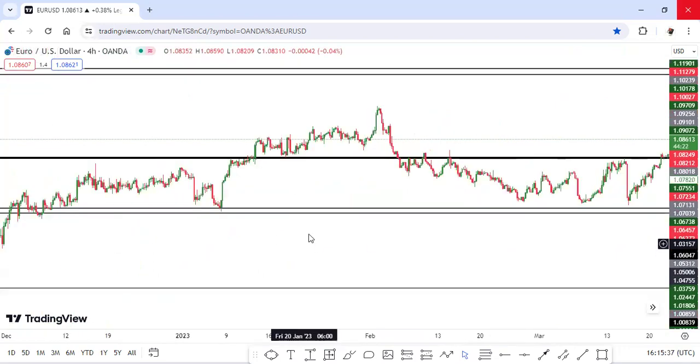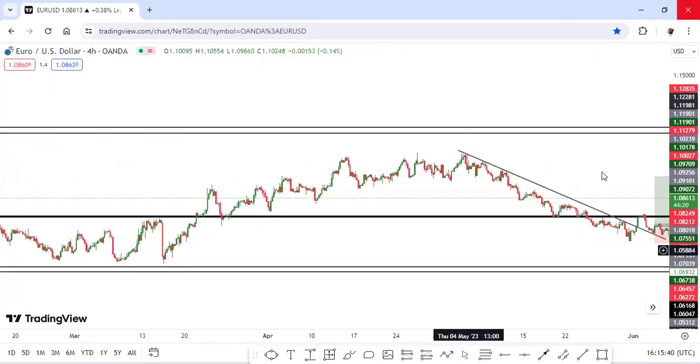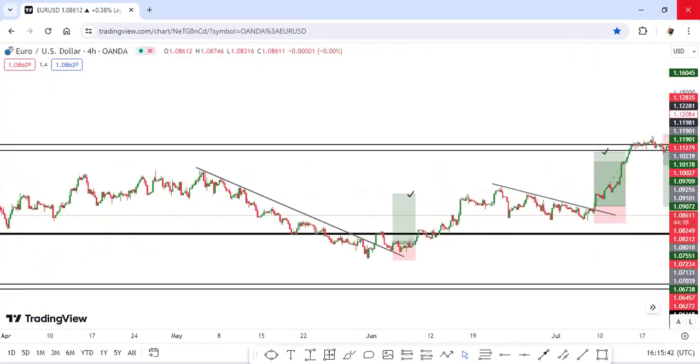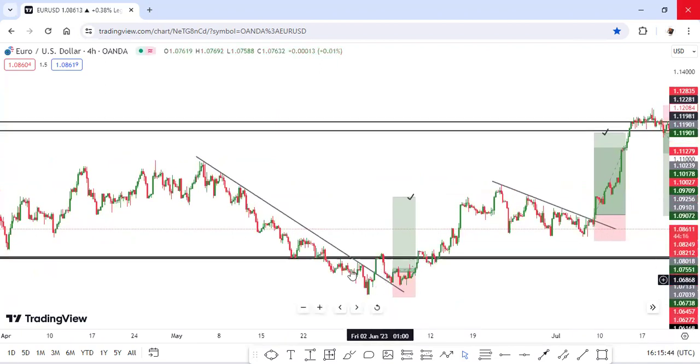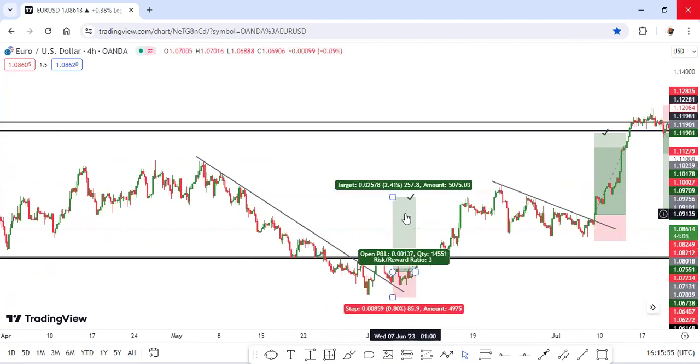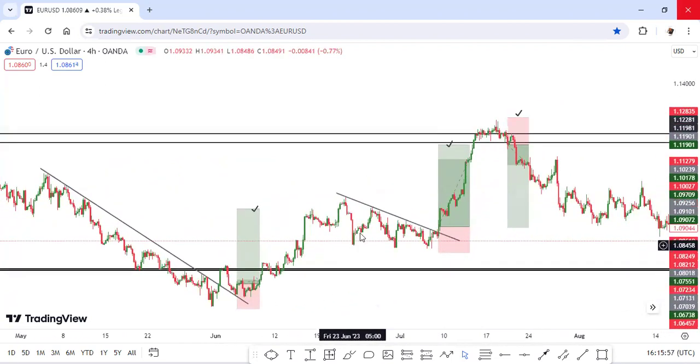And you can see another one here again. You can see how I drew my counter trend line. The market broke above it, came back to retest, but it never came below this particular low here. It came back to retest and shot up. This is about a 1:3 trade.